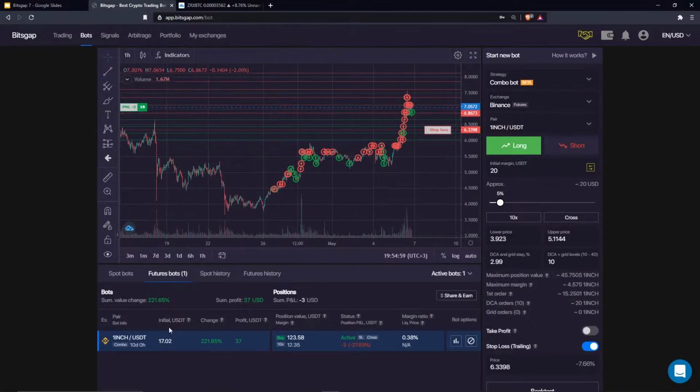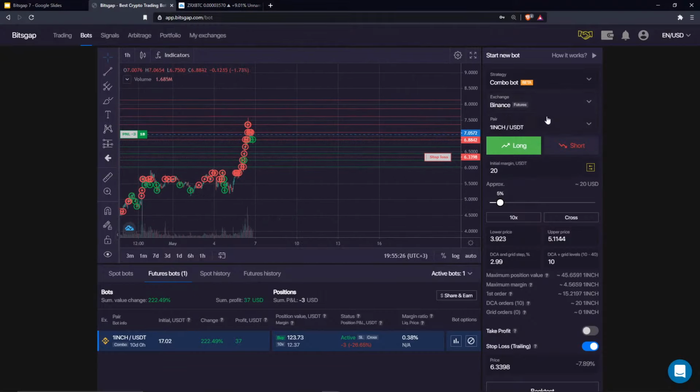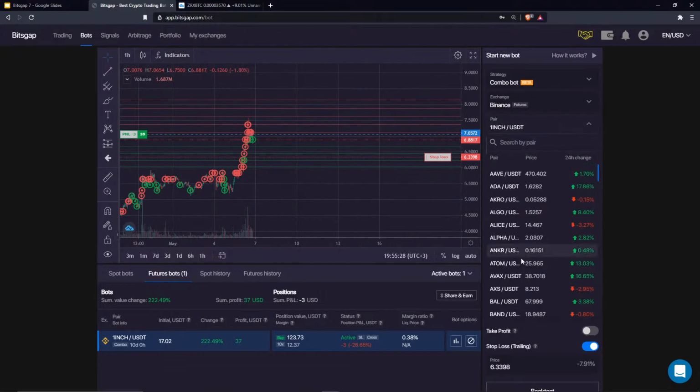So far so good. You see, my initial investment was $17. That's my initial margin, my initial risk exposure. But the thing about the combo bot, because it's completely different from the SBot and the classic bot, is that your risk exposure can be multiplied, because of the investment distribution that we have here.